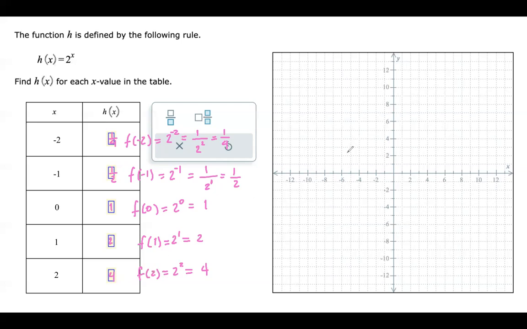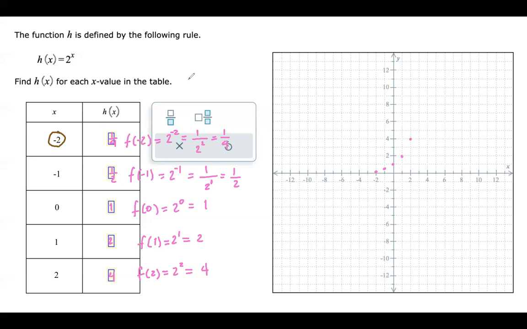So if you plot those coordinates, I'm going to do my best. The first one is -2, 1/4. So that's going to be very close to 0. Then -1, 1/2. Then 0, 1. Then 1, 2. And 2, 4. So this will give us an idea, and this is something that you should know. The first value that we're using is -2, but we could be using -12 or -1000. No matter how big the value is, we'll never reach 0.